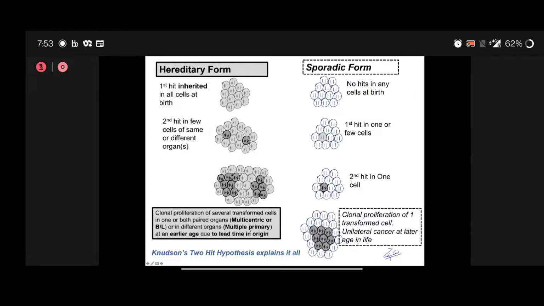So that is one feature of hereditary cancer. The second is because they get a lead time in origin, so they tend to occur at an earlier age. Whereas here, because, and this will be very common.